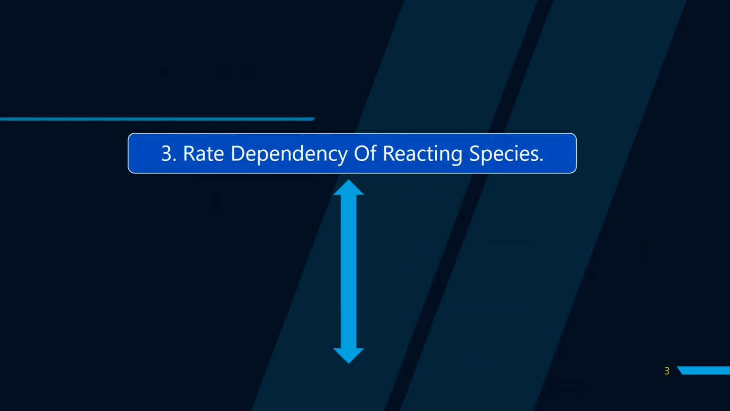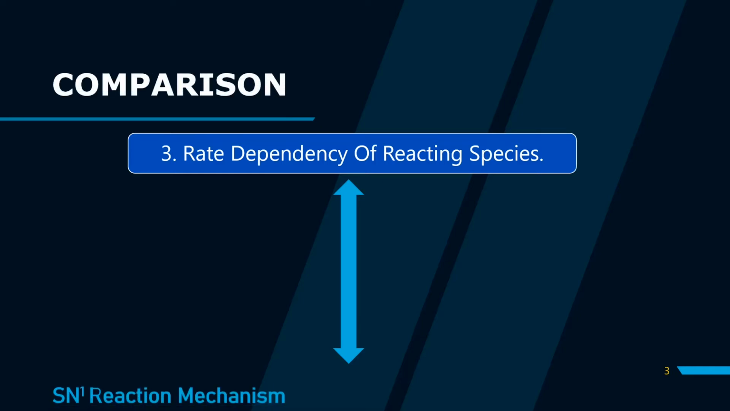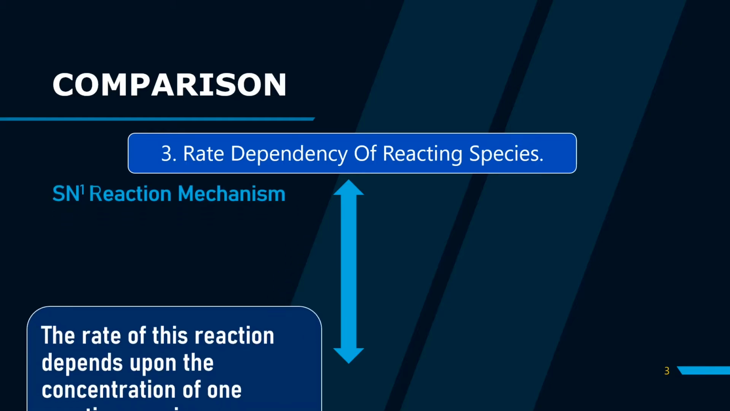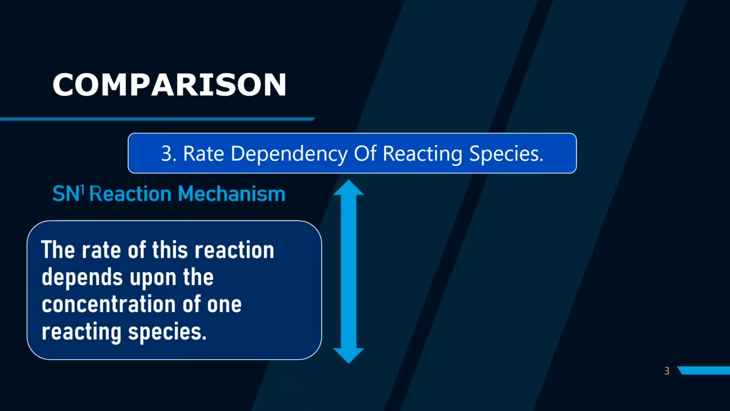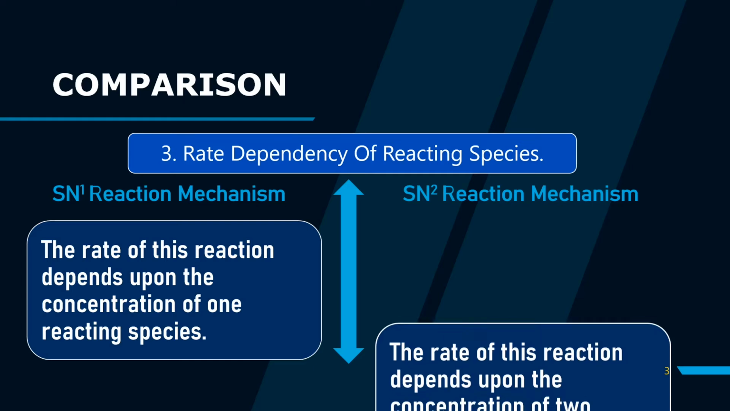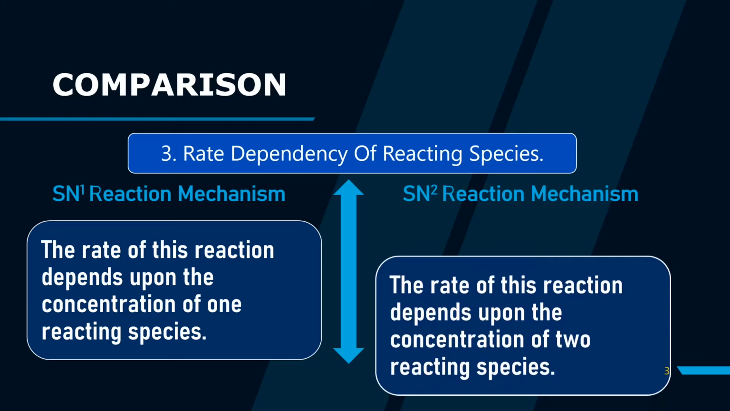Now let us consider the third difference on the basis of the rate dependency of the reacting species. In the SN1 reaction mechanism, the rate of the reaction depends upon the concentration of one reacting species, while in the SN2 reaction mechanism, the rate of the reaction depends upon the concentration of both reacting species.